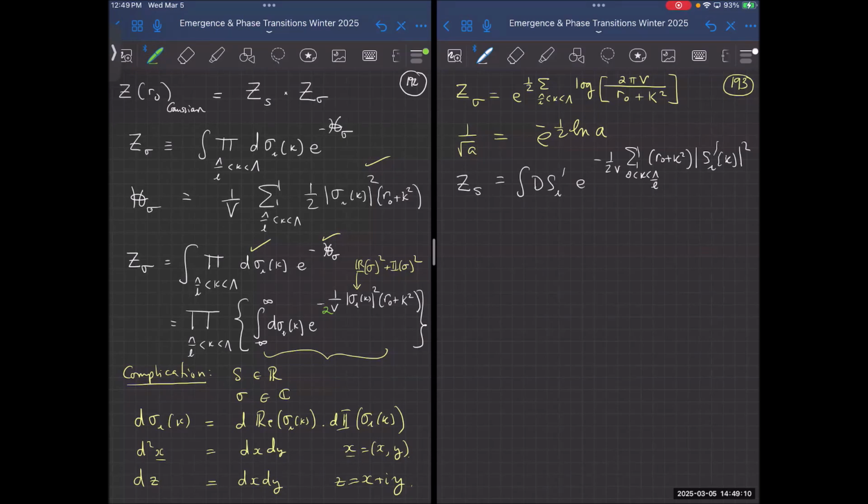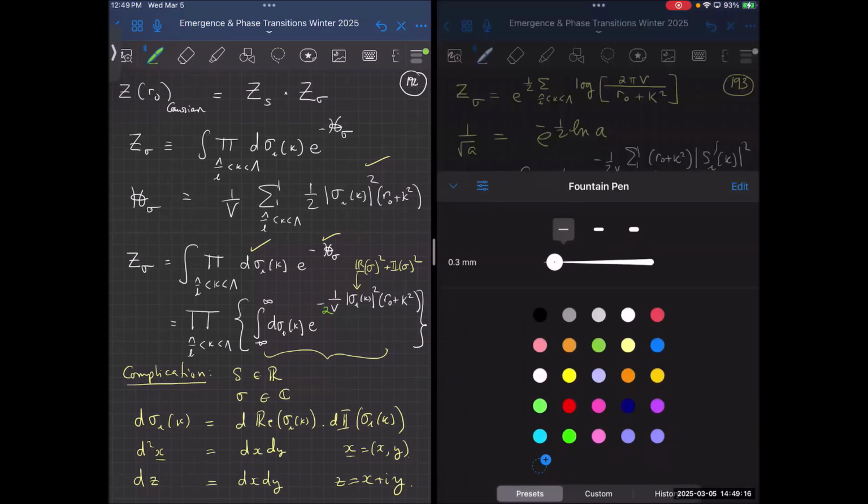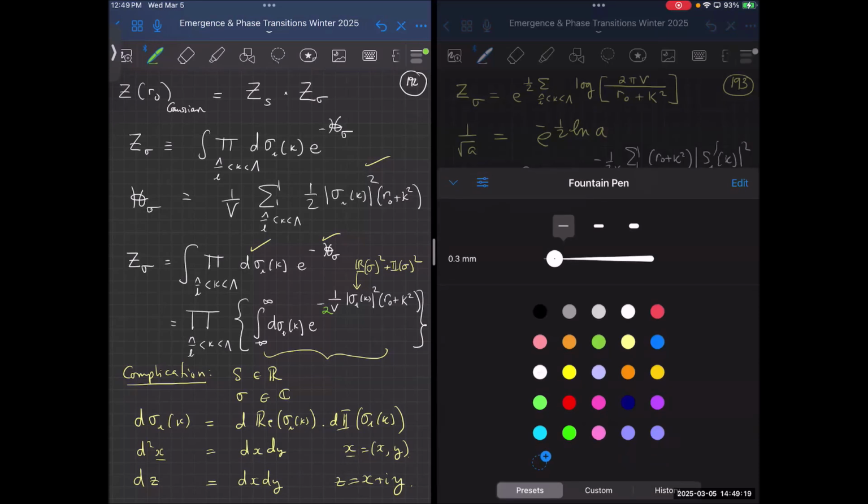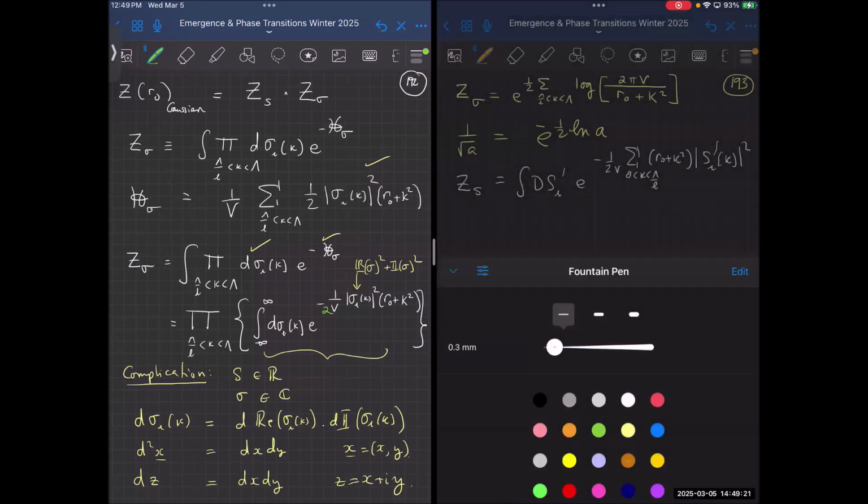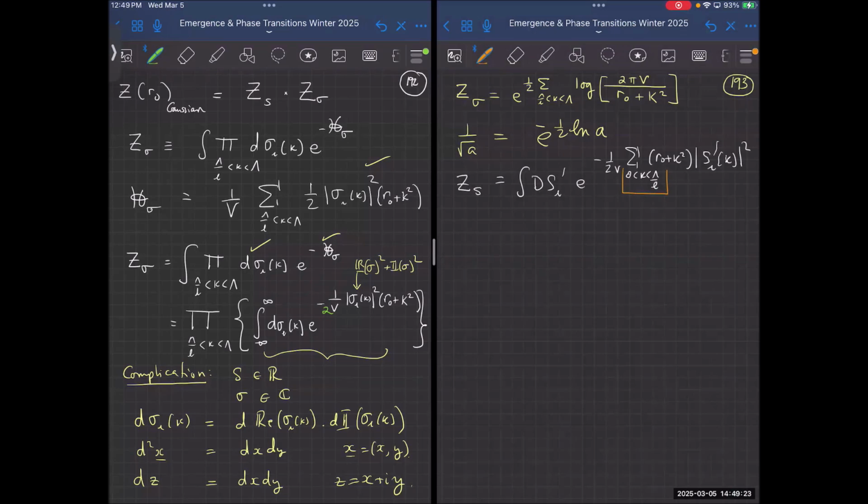So we can do that integral. Now, let's have a look at this thing over here, because this is where the interesting part comes. So look over here. You can see that we're summing now in this effective Hamiltonian over k up to lambda over L.